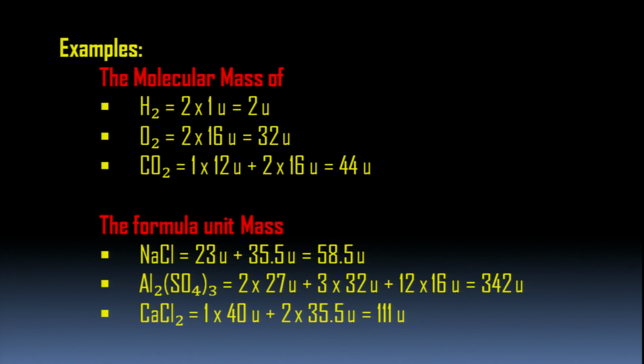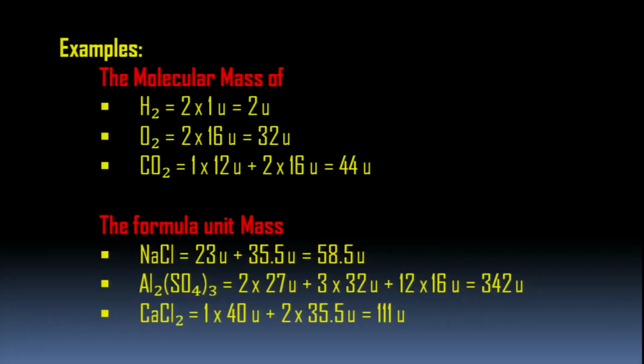All of you use your notebooks and pens. I am repeatedly telling you children so that you can solve it yourself also. Just see the examples on the screen and start doing it in your notebook. O2: 2 into 16 u is 32 u. What about CO2? Carbon, atomic mass is 12 u. You have 1 atom of carbon, so 1 into 12 plus.